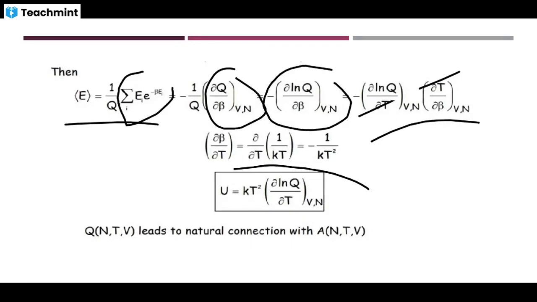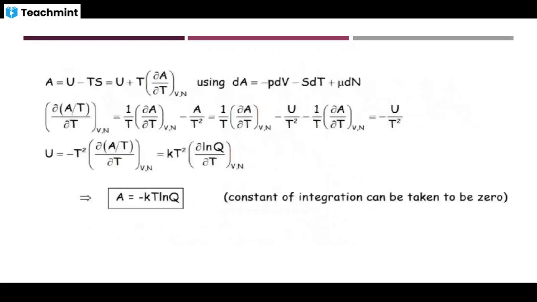Do the mathematics, and it leads to a natural connection with A as a function of N, T and V. If I do the mathematics it takes more time, that's why I skip it. A is nothing but U minus TS. Then substitute for S. So dA is nothing but minus P dV minus S dT plus mu dN for an open system. Then from this you can derive this.